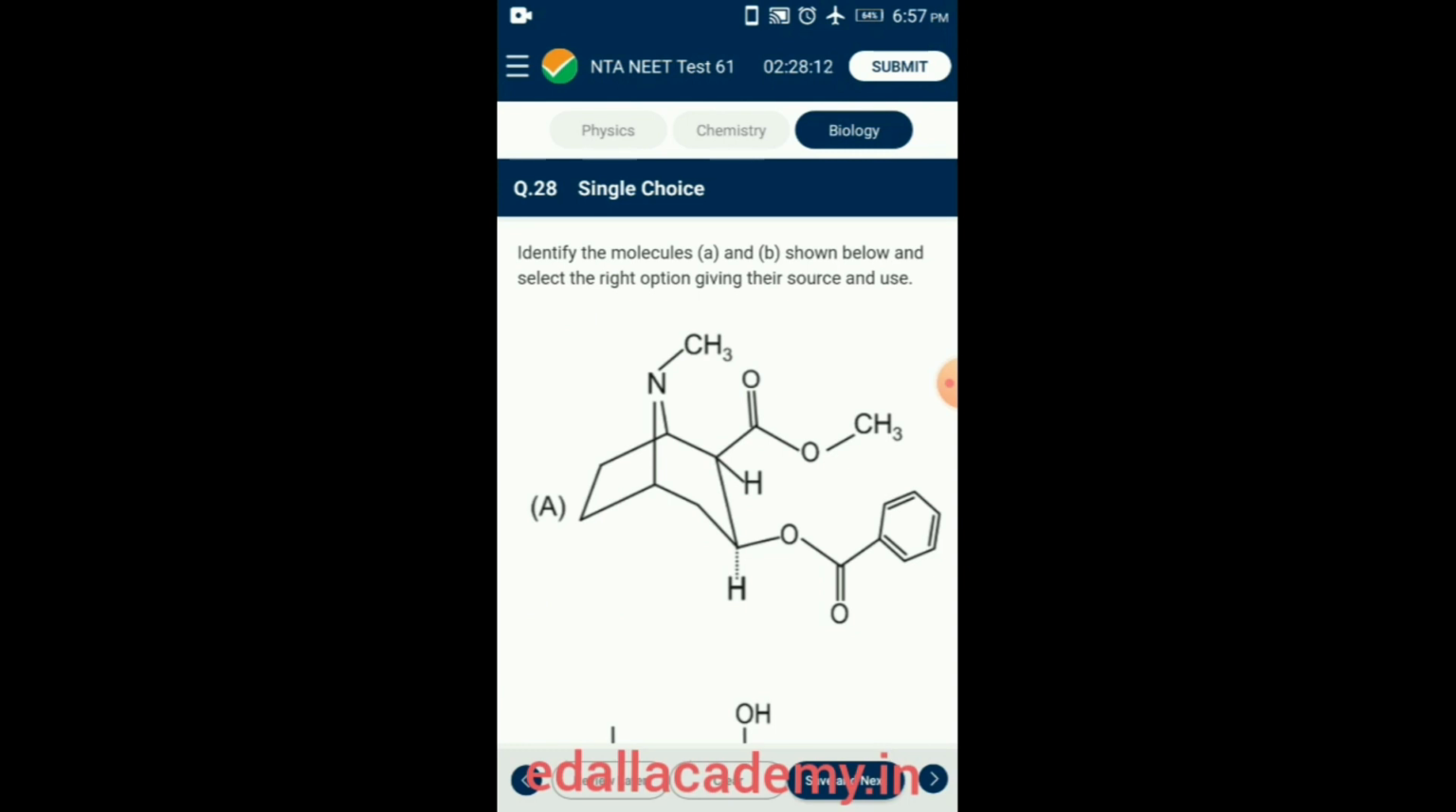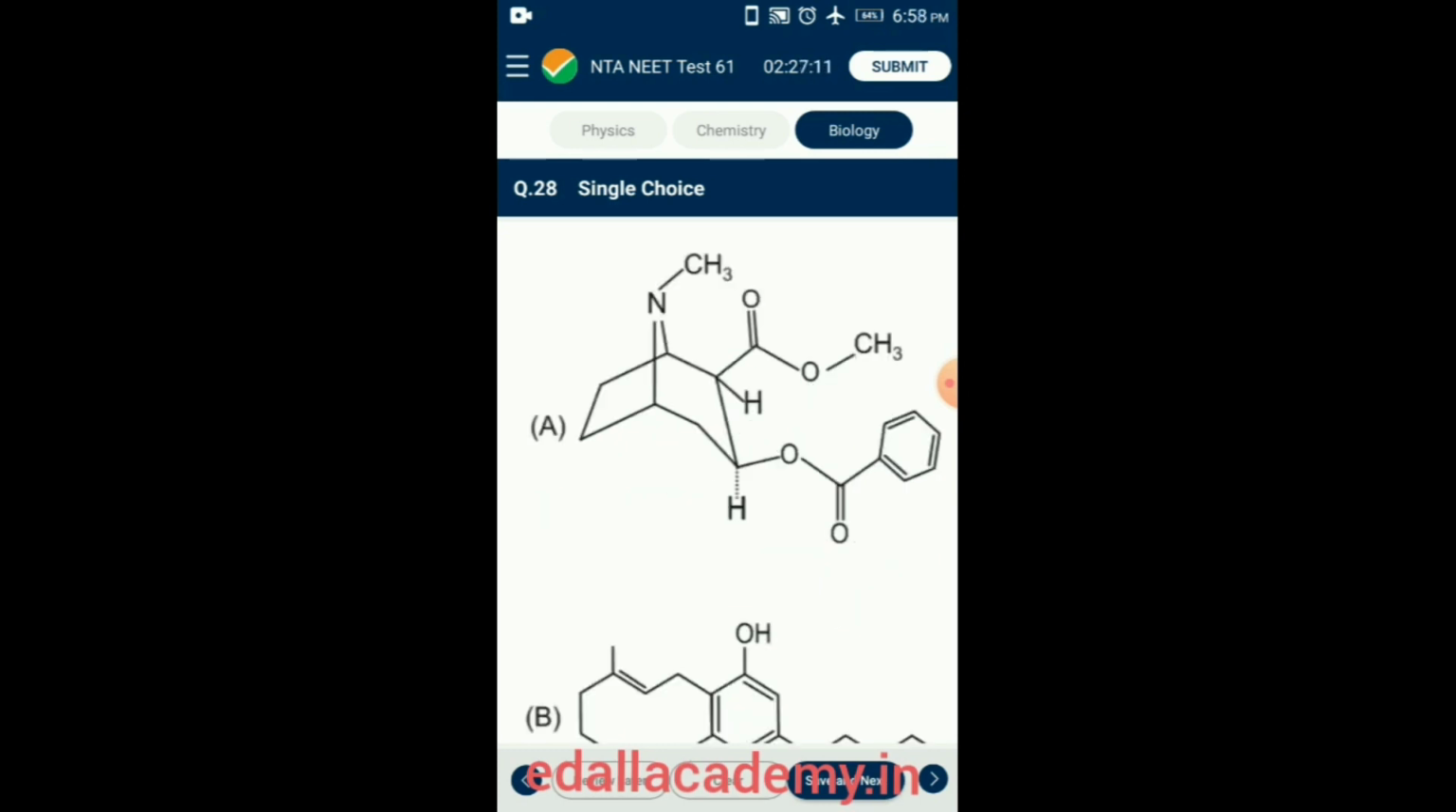Question number 28. Identify the molecule A and B shown below and select the right option giving their source and use. A represents the structure of morphine. Morphine is the most abundant alkaloid found in opium. The dried sap, that is latex, derived from shallowly slicing the unripe seed pods of the opium, or common and edible poppy, that is Papaver somniferum. Morphine is a potent opiate analgesic drug that is used to relieve severe pain.